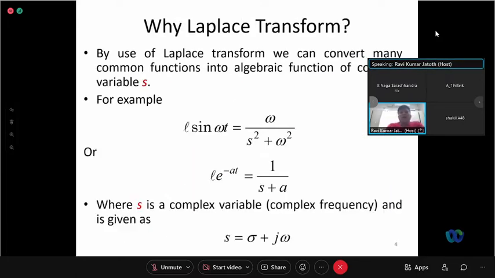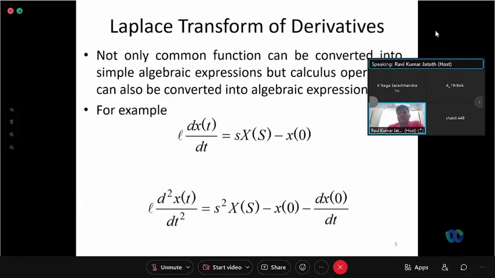Now, why Laplace transform? By use of the Laplace transform, we can convert many common functions into algebraic functions of the complex variable s. The Laplace transform of sin omega t is omega by s square plus omega square. For the exponential function e power minus at, it is 1 by s plus a. Here s is a complex variable or complex frequency, which can be written as sigma plus j omega.